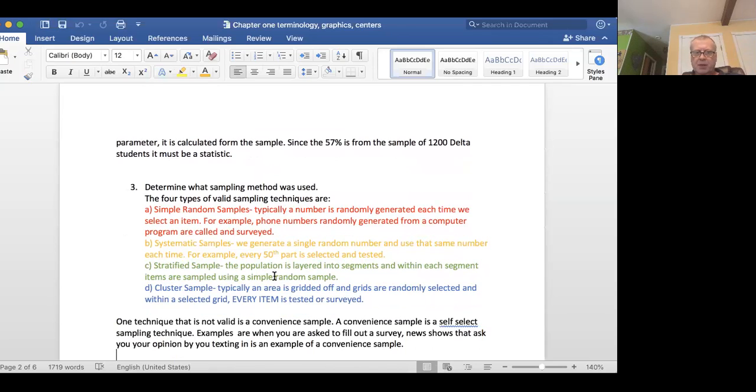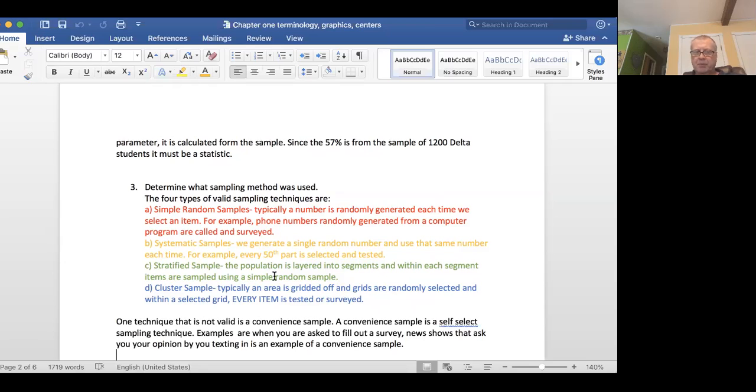Another type is a systematic sample. The idea is very similar to this, except that we use the same number over and over again. So we might interview every 10th person in line, or every 50th motor on an assembly line, which we might take off and test to see if it's up to quality specs.